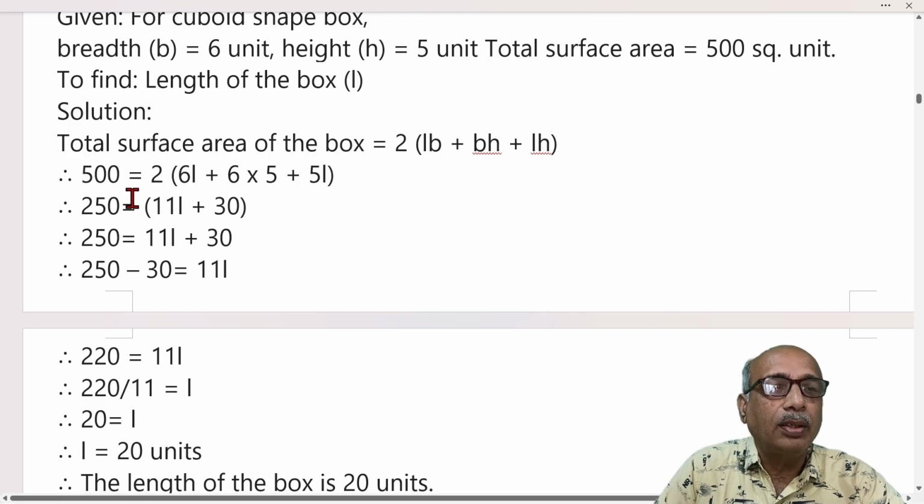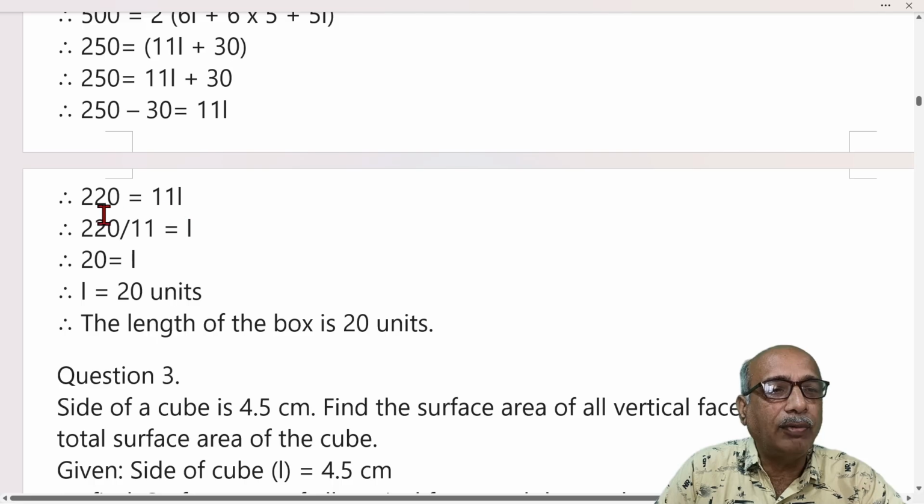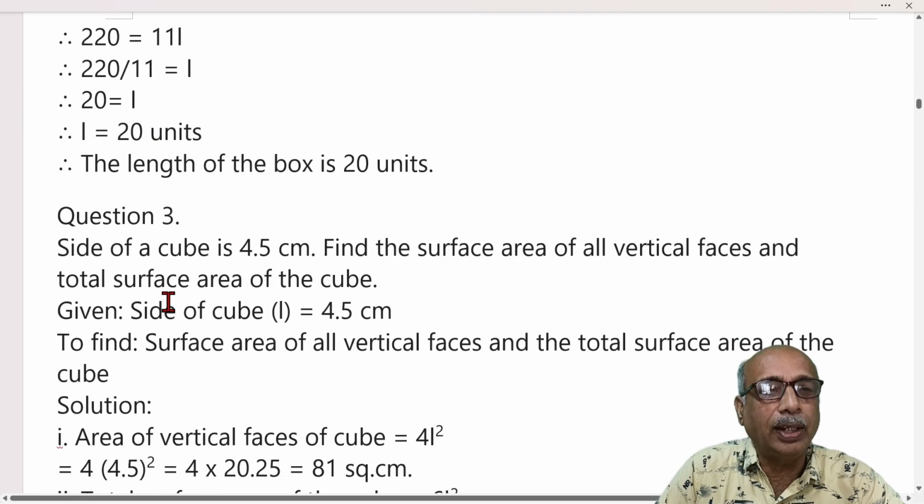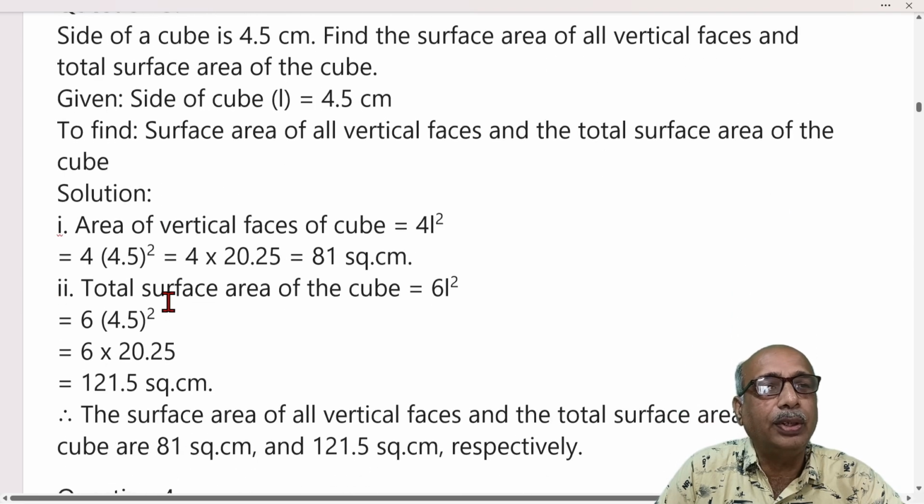So, simplify this. 500 divided by 2, it will be 250. 6L plus 5L, it will be 11L. Plus 6 5s are 30. Simplify this, 30 will come on this side. So 250 minus 30 equals 11L. Therefore 11L equals 220. L equals 220 upon 11 equals 20. So L equals 20 units. Therefore the length of the box is 20 units.